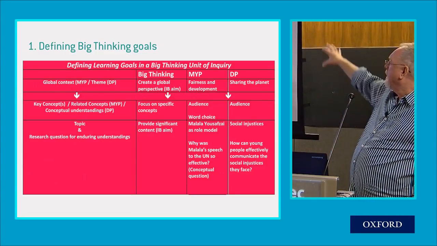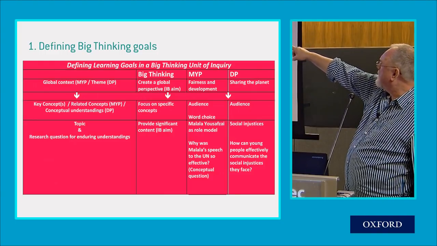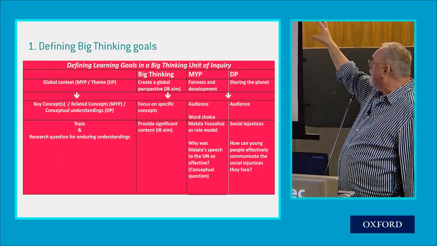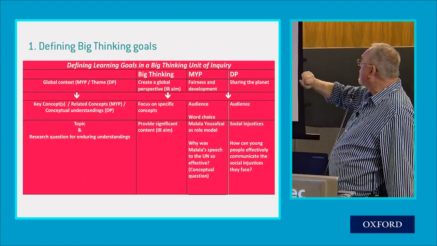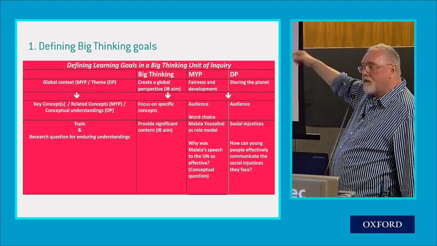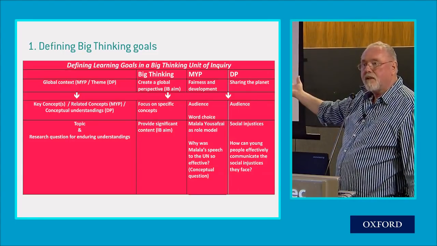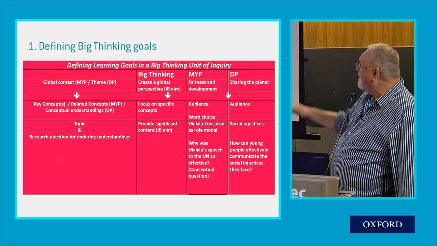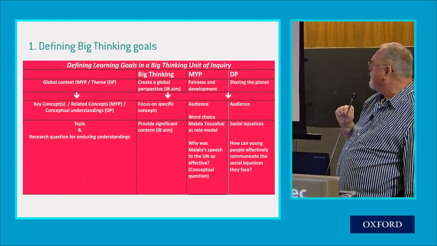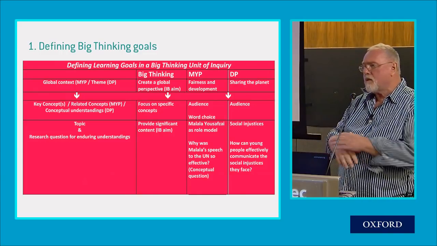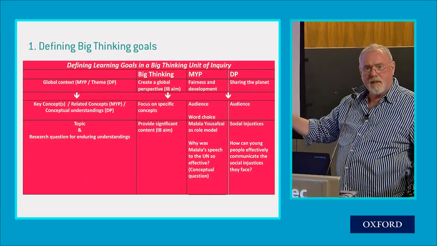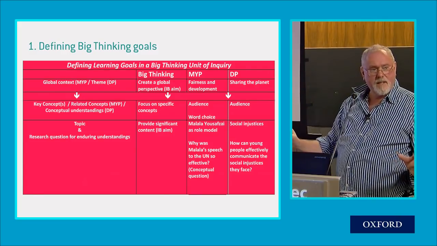My one chart, very quickly, as you can see, global context equals theme in the DP. The big thinking idea is to create a global perspective using these themes and global contexts. In the MYP, using the Malala example, you might look at fairness and development. In the new DP, you might look at the concept of sharing the planet. That then feeds into your decisions about what key concepts or related concepts for MYP you might want to do. And in the DP, what conceptual understandings you might want to select, knowing that over the course you want to give equal coverage to each of these.